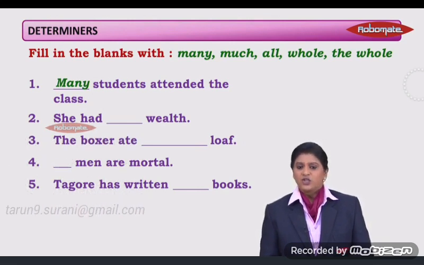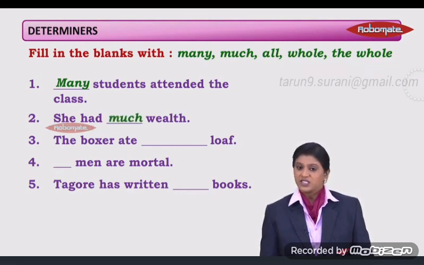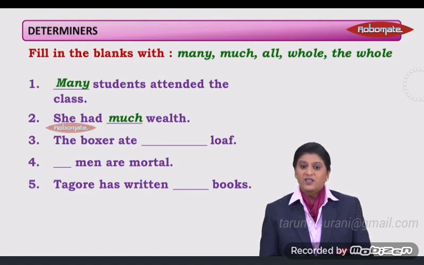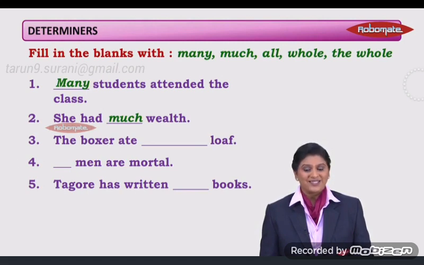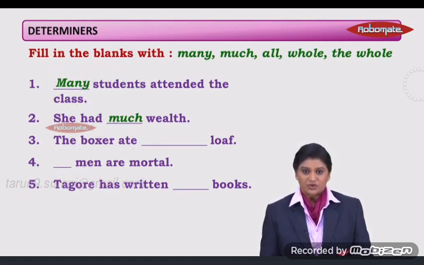Second sentence, she had dash wealth. In this case, we're going to use the determiner much. Why do we use much? Because wealth we actually measure in terms of quantity, not number. So it is uncountable and thus we need to use much.